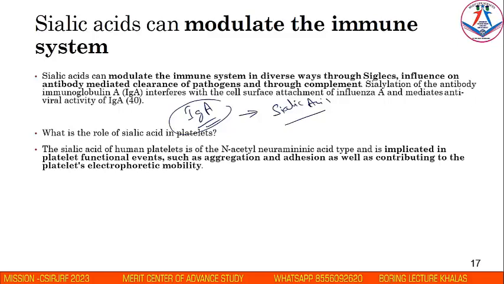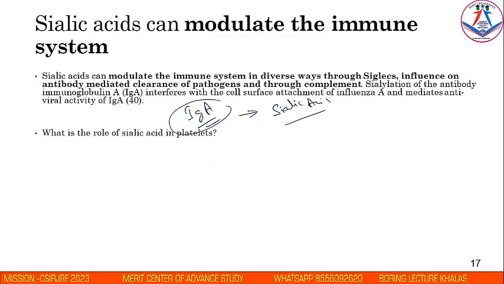Then we'll see. So sialic acid of human platelets has N-acetylneuraminic acid. We just discussed it in the abbreviation part. We have discussed it together. So whatever roles the platelets play, like aggregation and adhesion, all of this is because of sialic acid. Clear? So what is next?